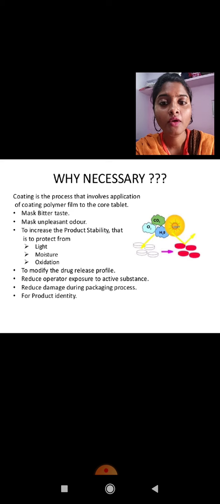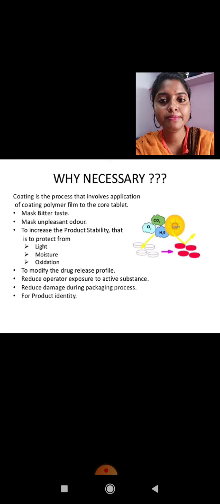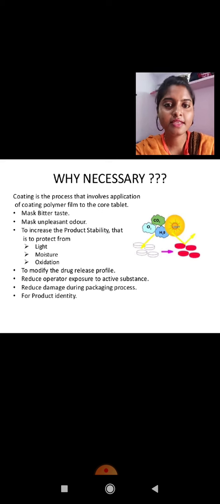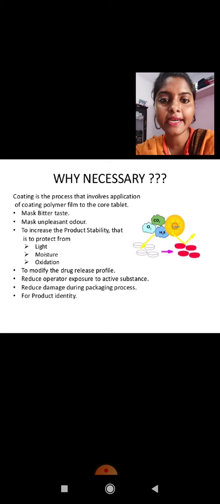Okay, first of all, what is tablet coating? Tablet coating is nothing but the applying of coating materials. These coating materials mainly contain different polymers, like HPMC, hydroxypropyl methyl cellulose, and MC, methyl cellulose. All these are the polymers. By using these polymers, we make the coating solution, and these coating solutions are applied to the tablet core.